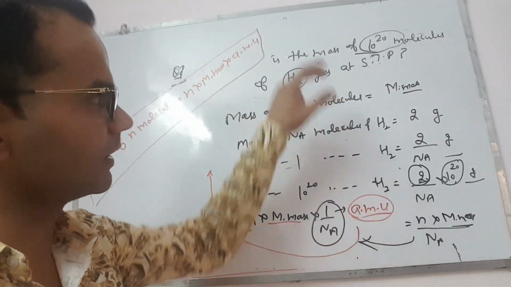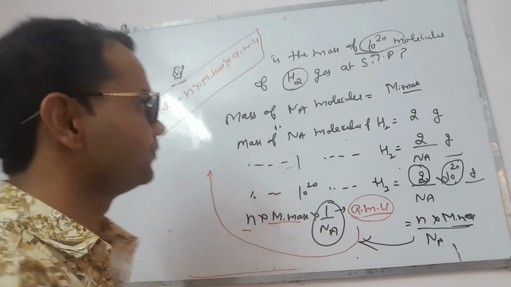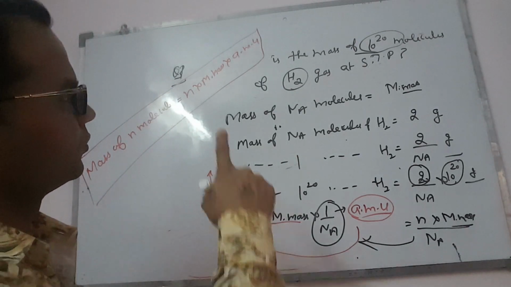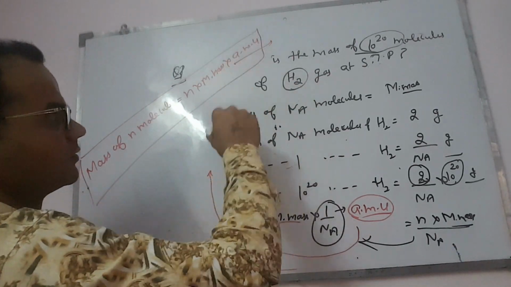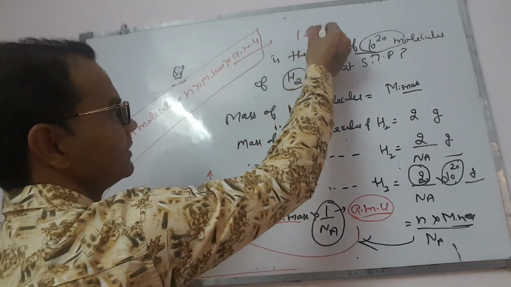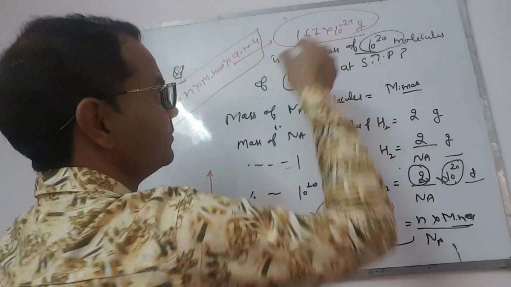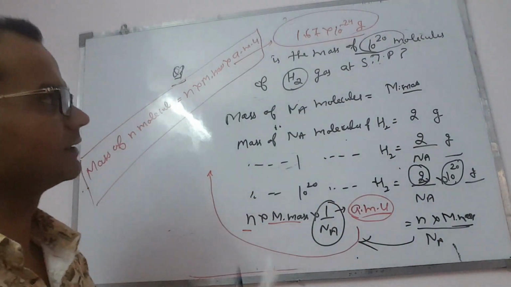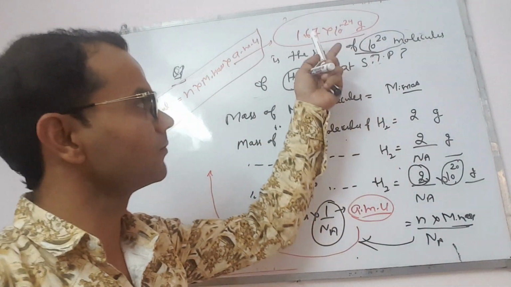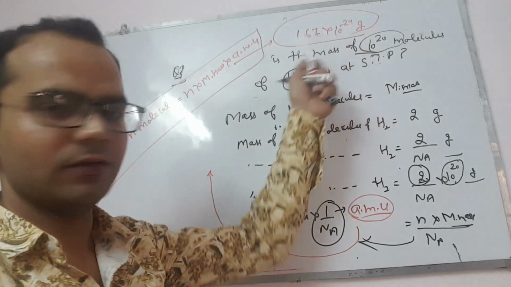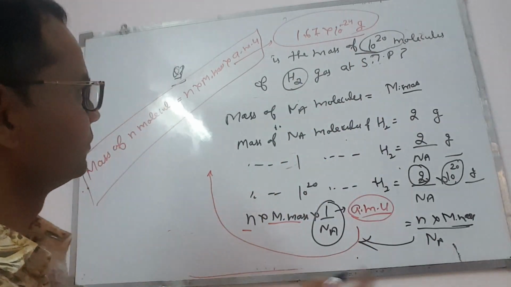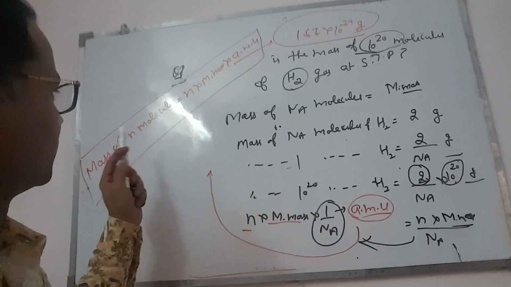Easy. Now solve again for this question. First, you know the value of atomic mass unit also. Its value is 1.67 into 10 raised to power minus 24 gram. So let's solve it again.